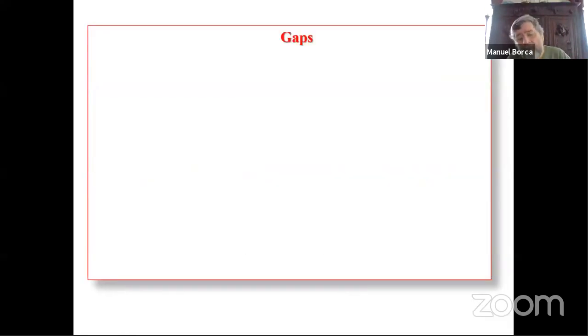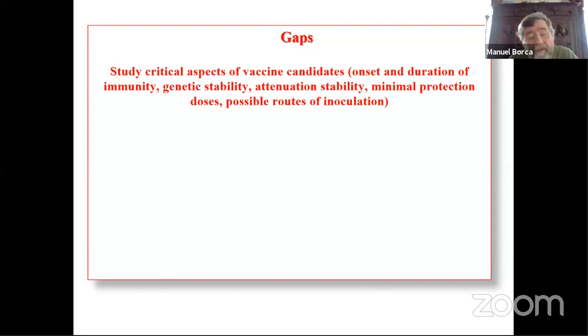I would like to finish this talk with some gap analysis, things that I think should be done. There are several candidates out there, and I think that we should study critical aspects of these candidates, like onset and duration of immunity, genetic stability, and how stable the attenuation is, calculation of the minimal protective dose, and also study the possible routes of inoculation. Not all the candidates out there, actually I would say most of the candidates out there, including ours, have answers for all these questions.